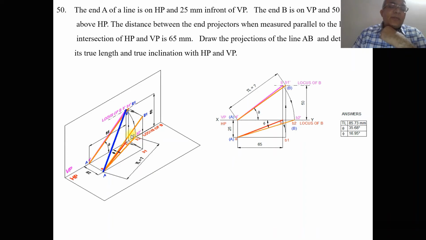Because here we can see B2 is already on HP. So B2 dash is also on HP, and then the line is on VP. So it is a case wherein B2 is both on HP and VP. So obviously B2 and B2 dash will be the same point. So now as it is made parallel to HP, that is A dash B2 dash is the line which is parallel to HP, so you are getting the true length in HP. So you are going to get small AB2. Then join small AB2 with a little bit darker line than the XY line. So this is how we will be able to analyze the true inclination of both HP and VP.